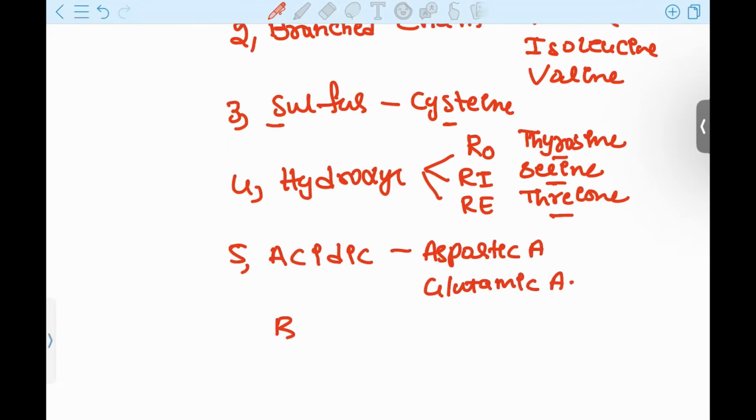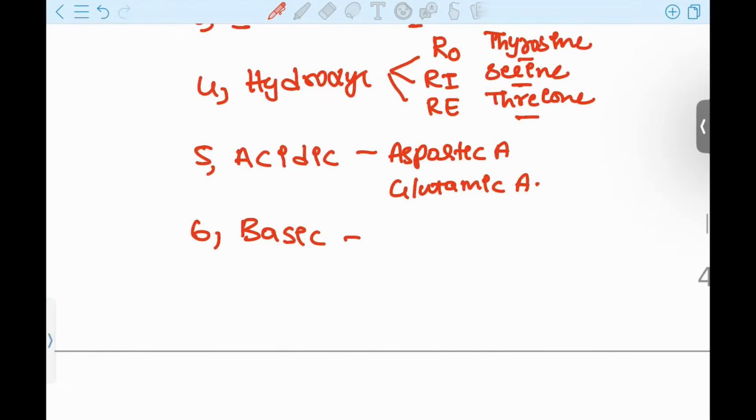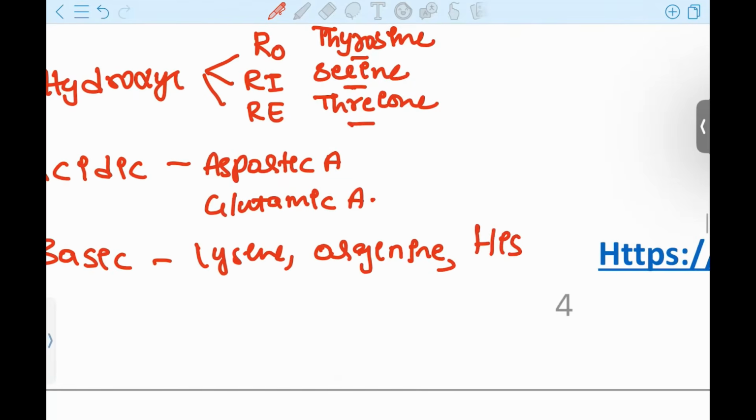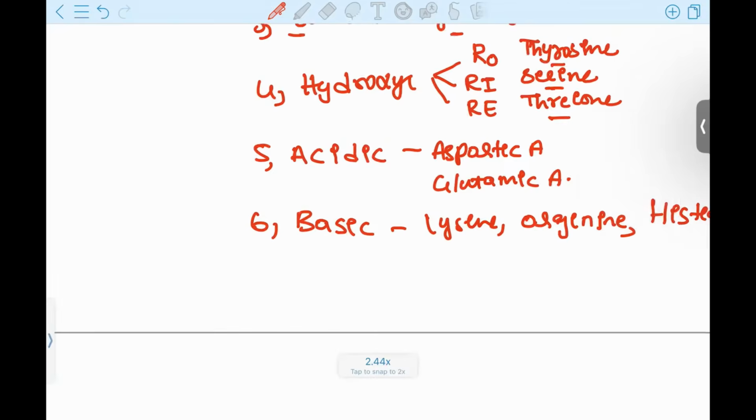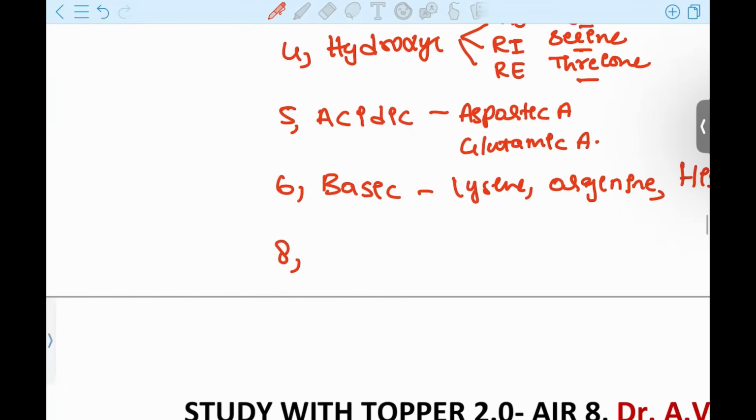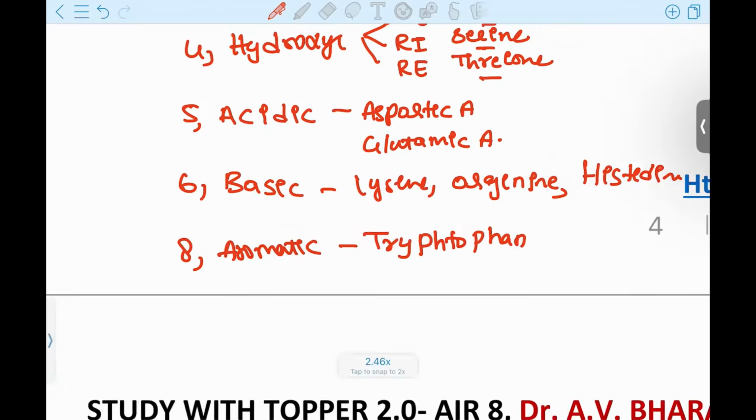And also there are some basic types. In the basic types, your lysine, okay, arginine, and histidine. These are your basic types of the amino acids. And some of the amino acids contain aromatic rings. Aromatic rings are present in tryptophan and tyrosine.